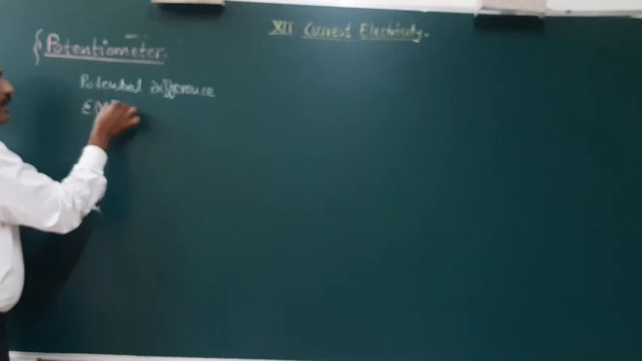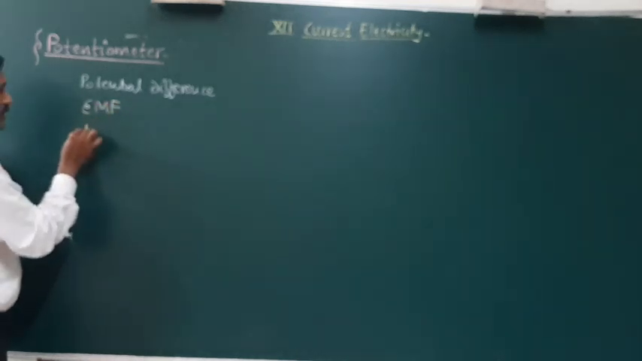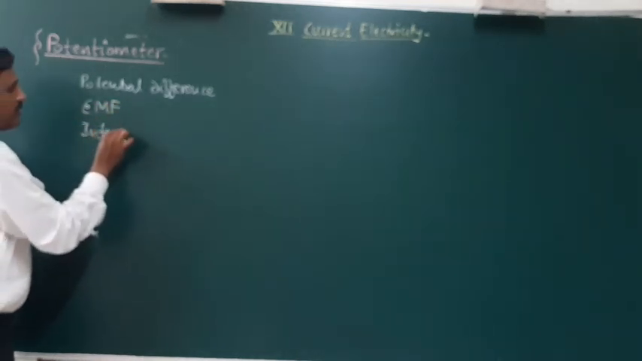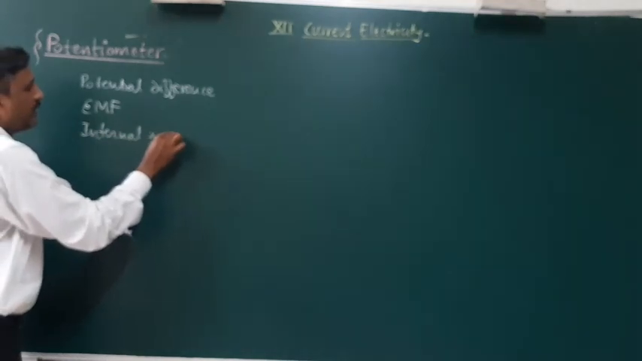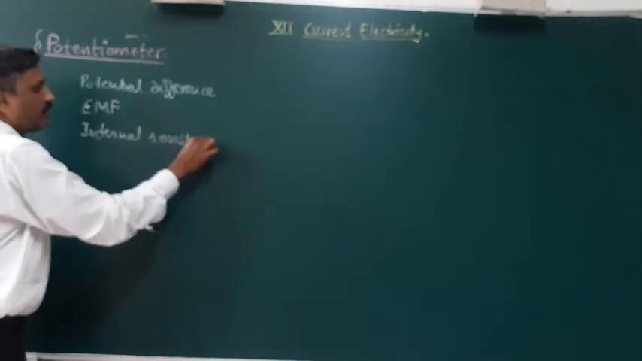It measures the EMF of the cell, then the internal resistance of the cell. Potentiometer is a device which measures potential difference, EMF, and the internal resistance of the cell. It also compares the EMF of the cells. The meaning of EMF is electromotive force.